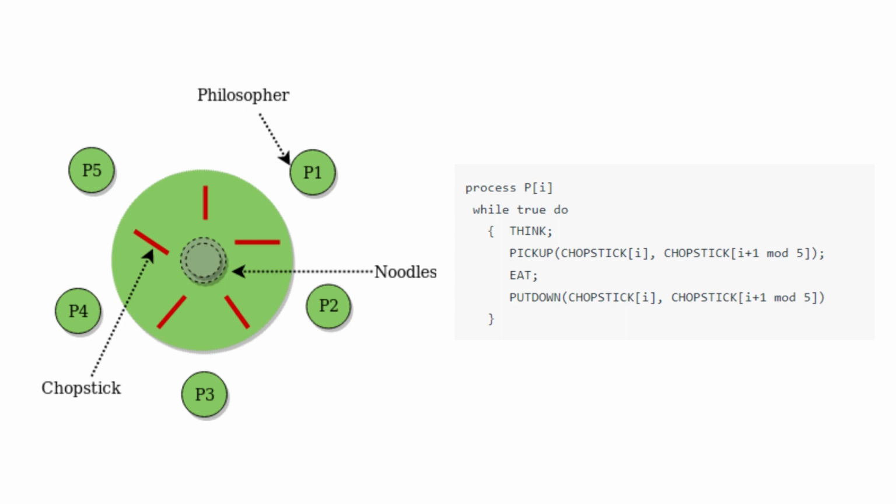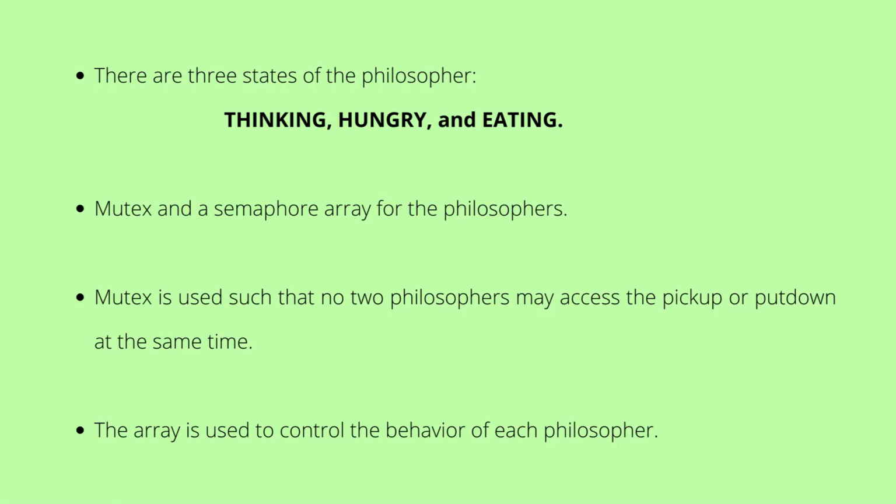Each philosopher is represented with this pseudocode. There are three states of a philosopher, which are thinking, hungry, and eating. And in here, there are two semaphores, which are the mutex and the semaphore array for the philosophers. Mutex is used such that no two philosophers may access pick up or put down at the same time. The array is used to control the behavior of each philosopher, but semaphores can result in deadlock due to programming errors.